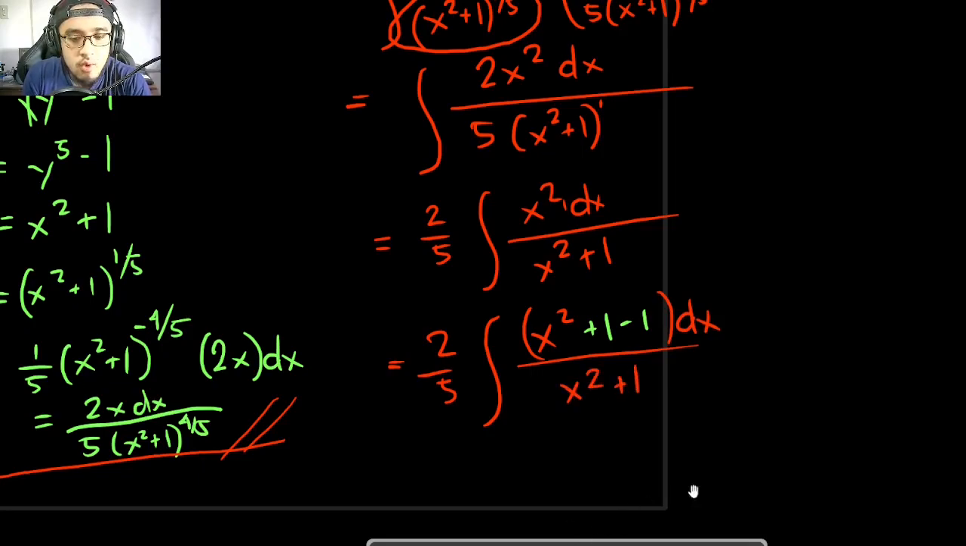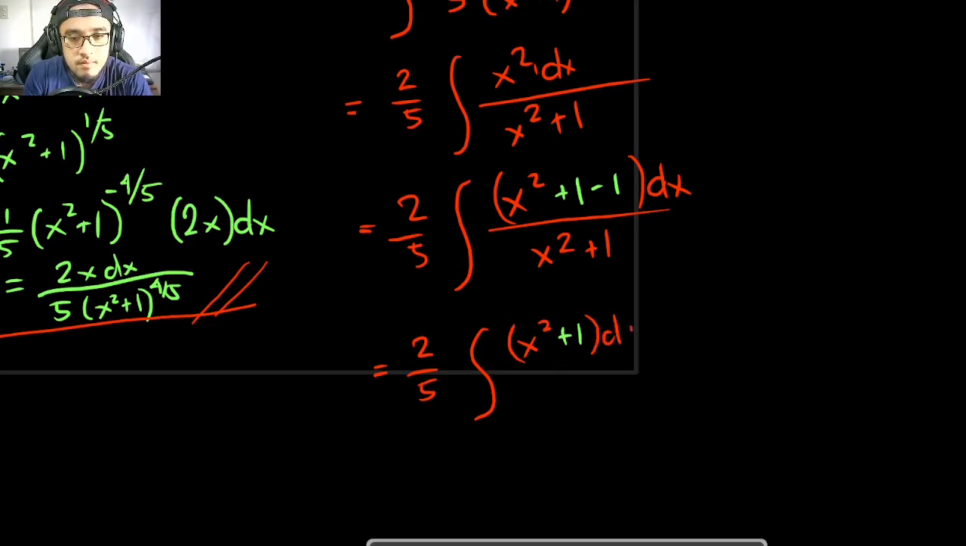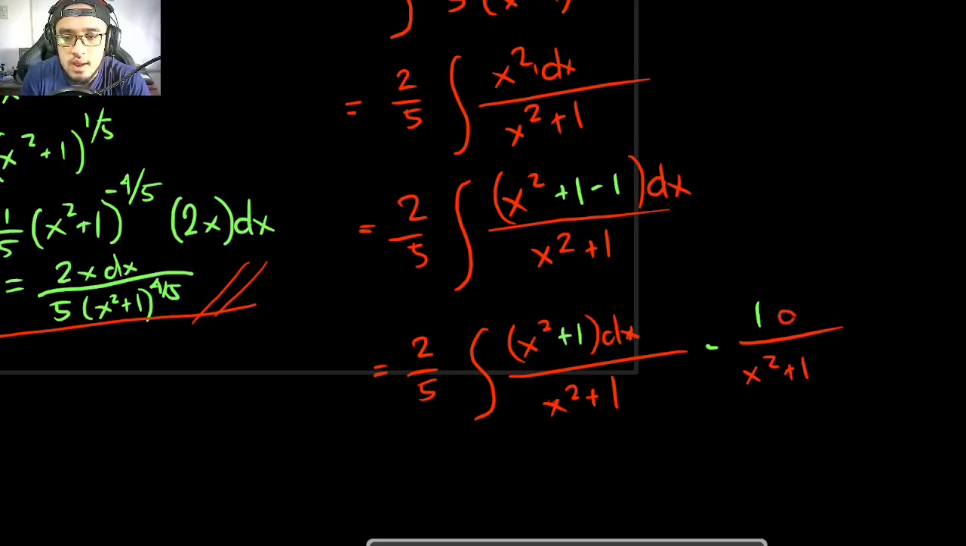Okay, so now what I would be doing next is that I would be breaking up the numerator. So what I mean here is that this is to be its new equation. So 2 over 5 times the integral of x squared plus 1 dx divided by x squared plus 1, minus 1 divided by x squared plus 1 times dx.